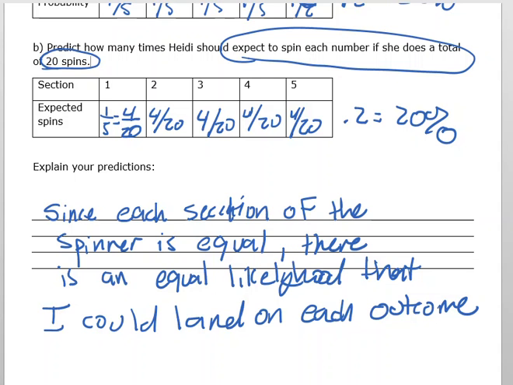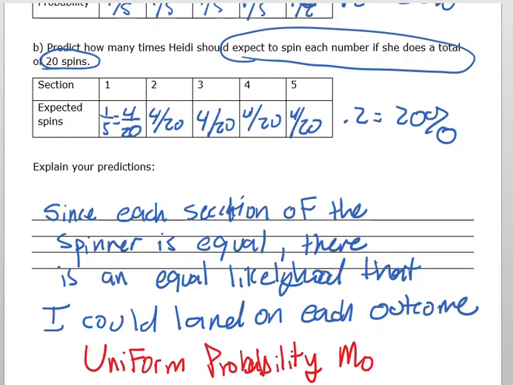And so when we have a theoretical probability model, and we have an equally likely chance of landing on each outcome, we call that a uniform probability model. Let me go ahead and write that in a different color. A uniform probability model. Take a minute to review that.